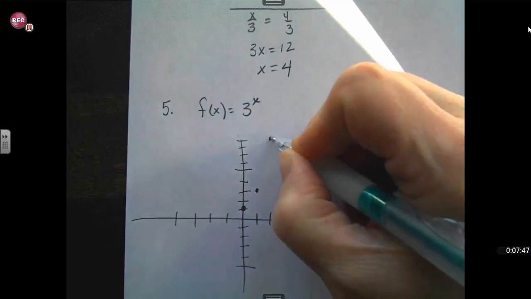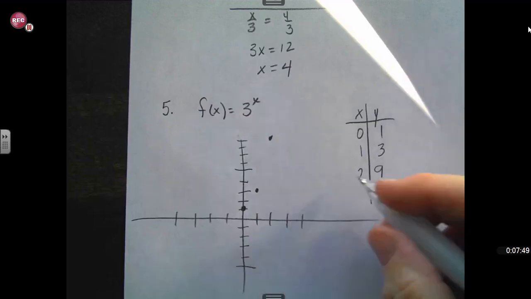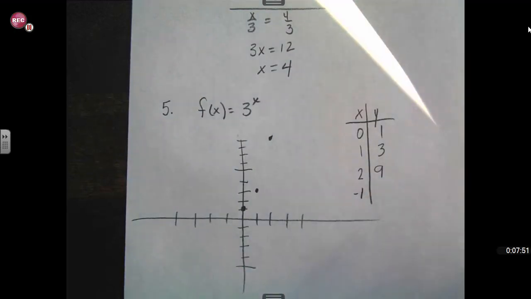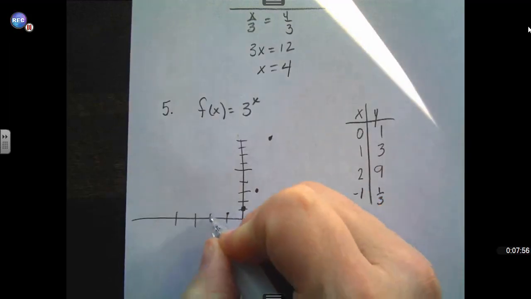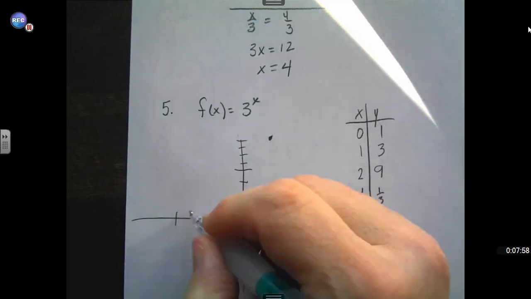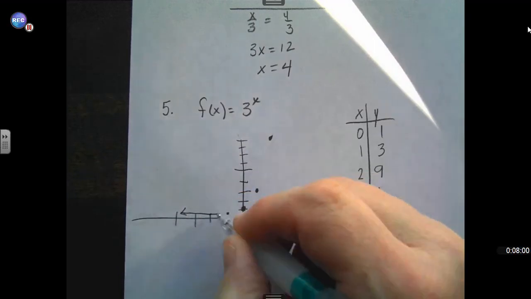9 is way up here. Then obviously I need some points over here, so I plug in -1, and I get 1/3. And then it's just going to keep getting closer to that axis. Never going to touch it.